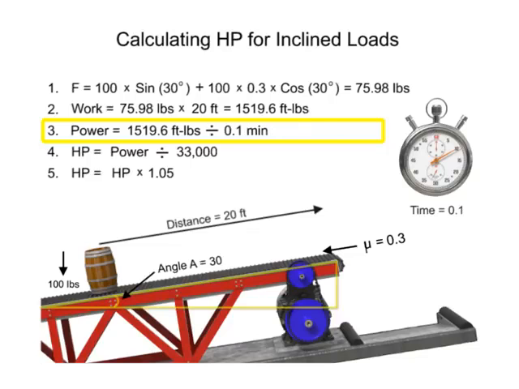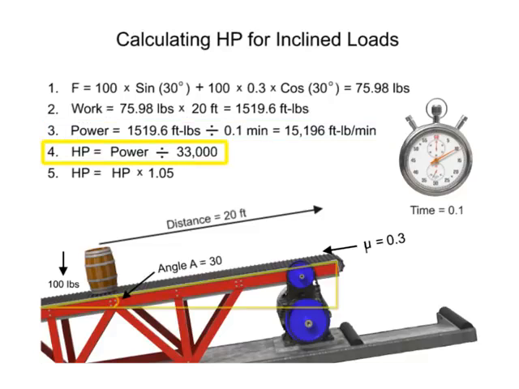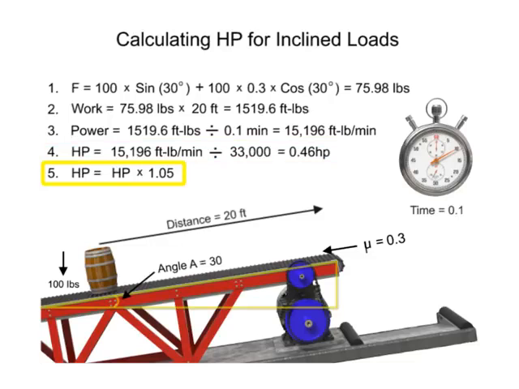The power is equal to 15,196 foot-pounds per minute. Then convert to horsepower by dividing the result by 33,000. This yields a result of 0.46 horsepower. Finally, add 5% to compensate for estimated friction losses in the motor or cylinder. The final result is 0.48 horsepower. With this result, system designers can ensure the right size motor is available to operate the conveyor on an incline.